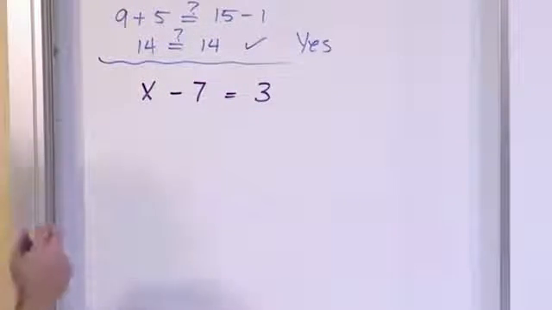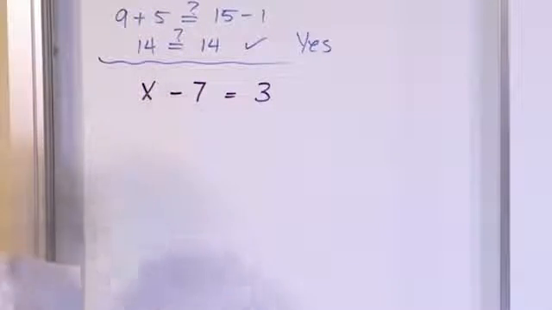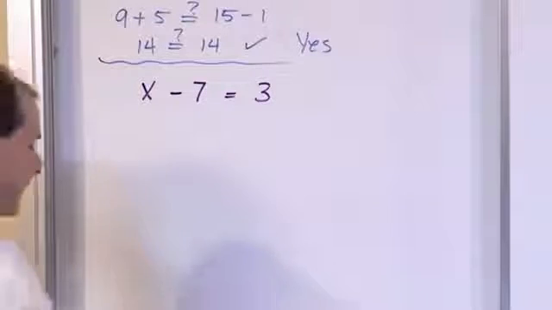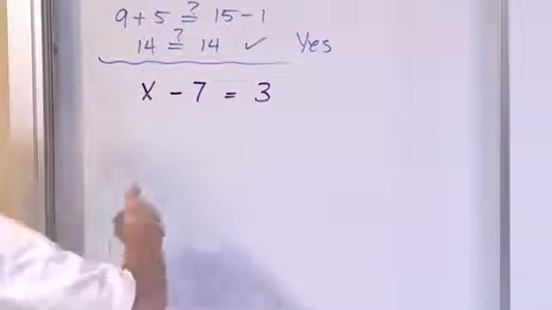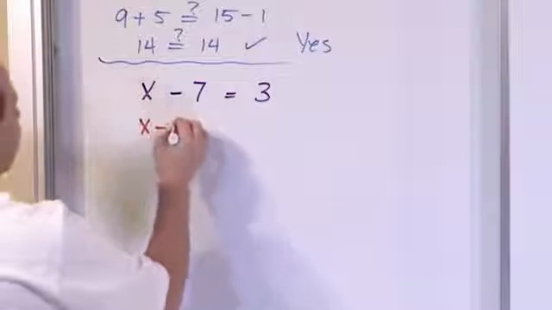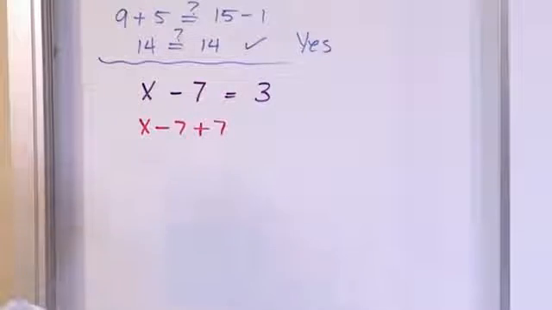We talked about this briefly in the last section. You have a minus 7 here. How can you get rid of subtraction? You have to do the opposite. You're going to do addition. And the way you're going to do it is like this. You have x minus 7 on the left. I'm going to add 7 on the left, like this.